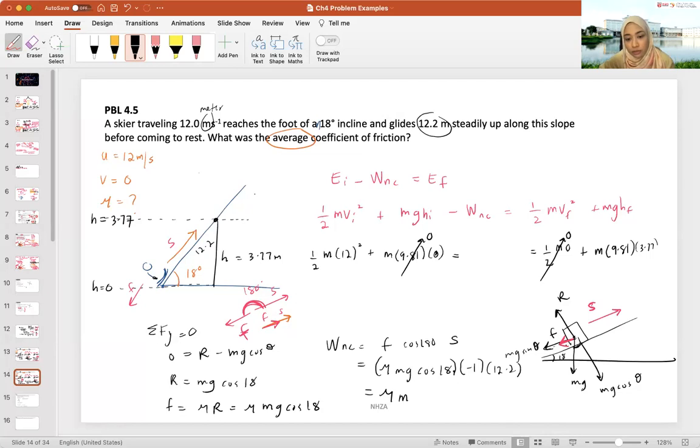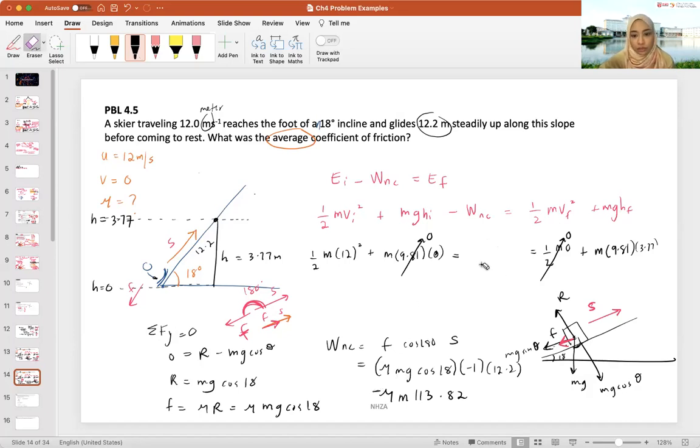So I am solving for the values and keeping whatever yang unknown ni at one side. So 9.81 darab dengan cosine 18 times with -1 times with 12.2. So you would get minus 113.82. Okay, so that is a negative work done.